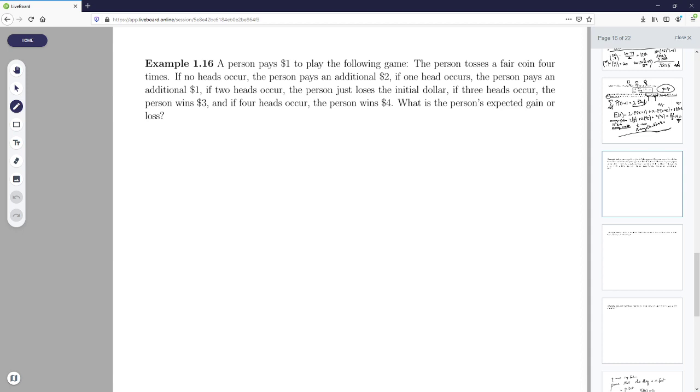Yes. So, as a last little example, this is going to be a much easier example. We pay $1 to play the game. We toss a fair coin 4 times. If no heads occurs, then the person pays an additional $2. If 1 heads occurs, the person pays an additional $1. If 2 heads occur, the person loses the initial dollar, so they should just say $0. If 3 heads occur, the person wins $3, and if 4 heads occur, the person wins $4. So what's the expected gain?